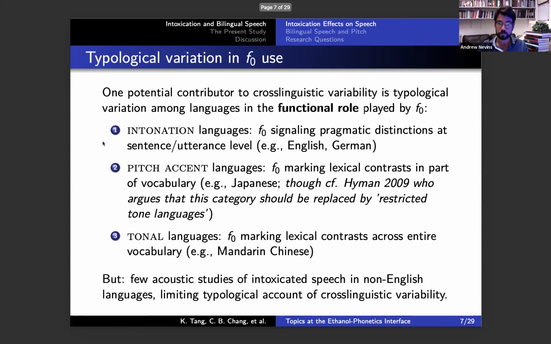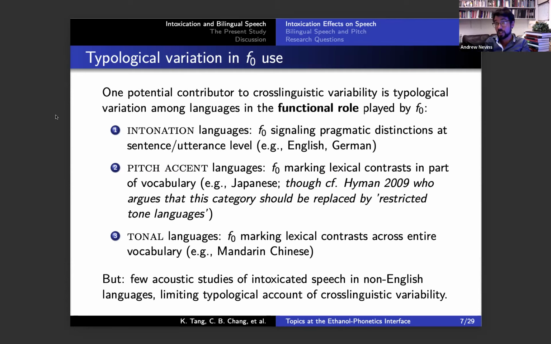Now, at the same time, we're aware that cross-linguistic variability can be influenced by what are normally called the three main types of F0 languages. Intonation languages, these are languages like English and German, and of course, as I know from studying, Russian, where intonation is extremely important for different speech types, for illocutionary force, for distinguishing assertions, commands, imperatives, and interrogatives.